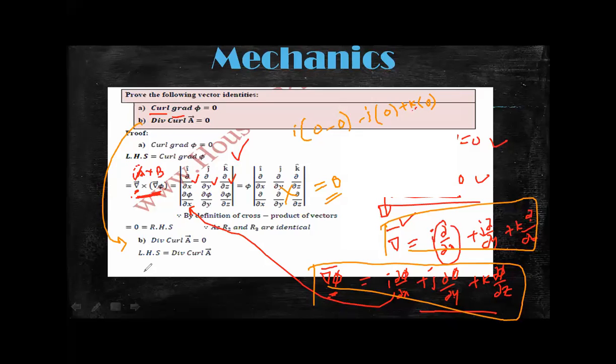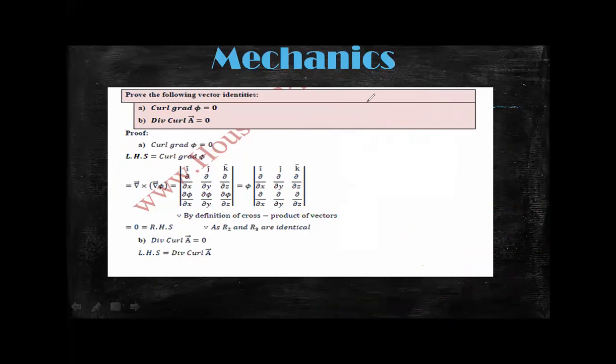Divergence of curl A. Divergence means del dot curl A. So this one you have to do. You can do the cross product, and then the dot product. How do we make this one? Can I clear this rough work? I'm going to clear it. So the second one, we're going to write it here. Divergence means dot. Curl means you have to write cross. And this one we have to prove is zero.